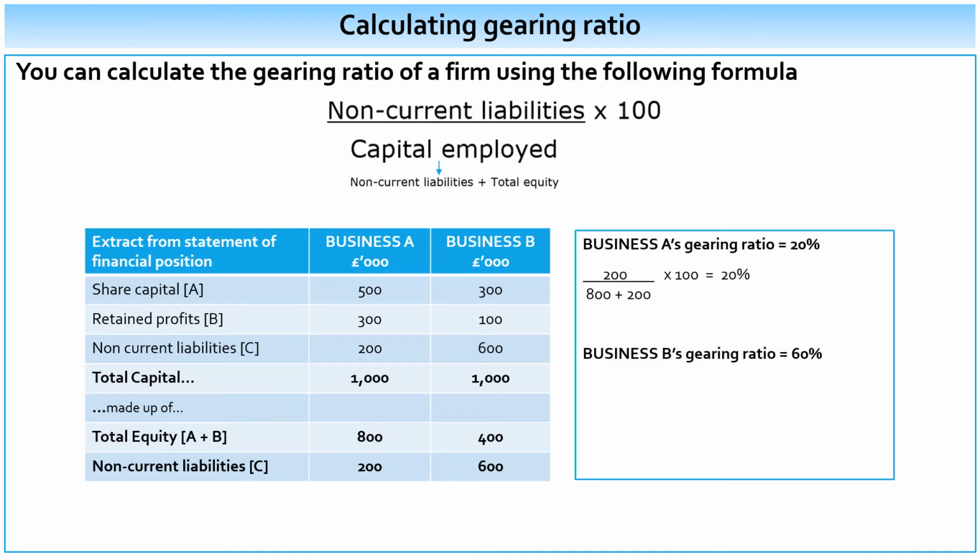For business B, the gearing ratio is 60%. There's a lot more debt in business B than in business A. 600 out of the 1,000 of capital employed within the business is from long-term loans. So we would say that business B is more highly geared than business A.